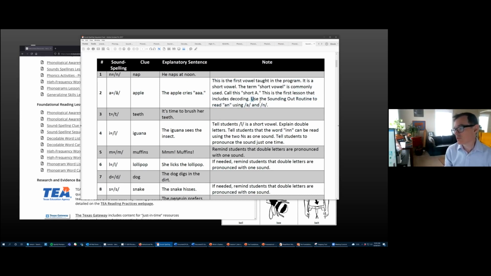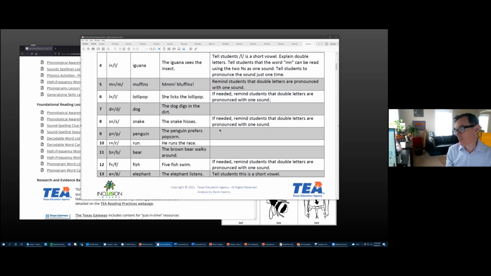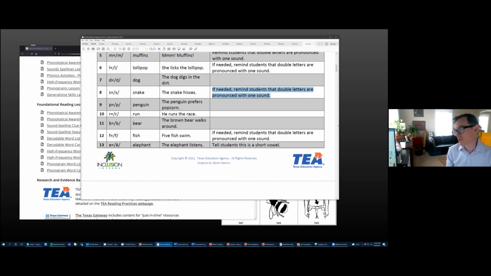Okay, so there are instructions like this for every one of these. It'll tell you some things that you need to do. So for example, in the 4th lesson, you do the word in, and it says to explain to students that sometimes if you have the same letter twice, it can say one thing. You just tell them that you say it one time. So every one of these lessons comes with information about clues and so on to help you know what to talk to the students about. This information is also repeated on the clue cards that you get as well.